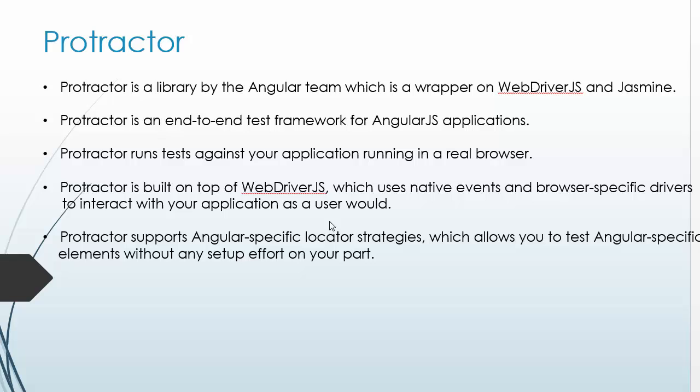Events basically mean whatever you can do, like clicking on the menu or clicking on a button. So this was about Protractor: what its history is, why we are using it, and what we will achieve using it. In the next tutorial we'll start the development using it.